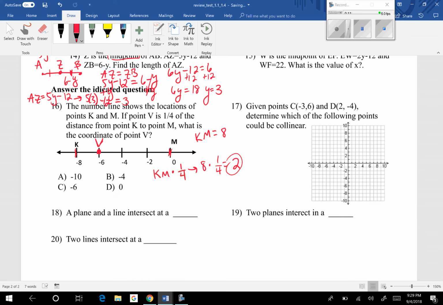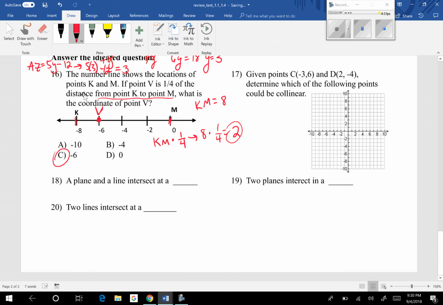So point V would be on -6. Because if you look at it, from -8 to 0, your total distance is 8. 1/4 of that is just 2. So you just go over 2 towards M. This part right here, from K to M, that tells you the direction you go. So it would be at -6. All right, next one.